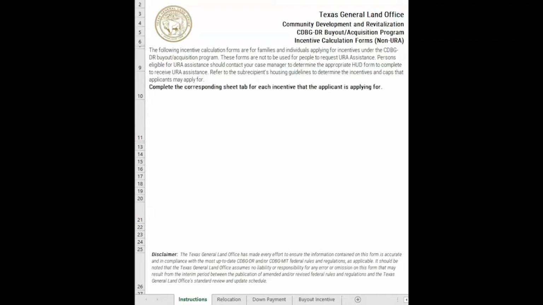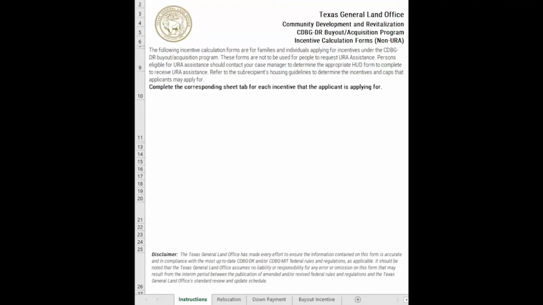The URA assistance claim forms and instructional videos are located on the buyout and acquisition page on the Texas General Land Office website. The completion of this form is in a phased approach. First, homeowners requesting incentives, in addition to the fair market value sale of their home, should complete this form. Subrecipients should work with applicants to understand what incentives they may be eligible for, collect backup documentation, and provide assistance.